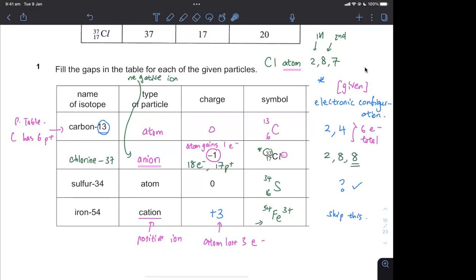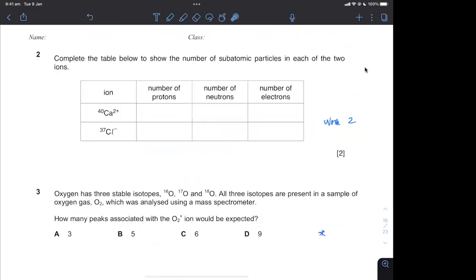I said skip this because you don't do electronic configuration of iron, but you do electronic configuration of the sulfur atom. Sulfur is in the third shell. So it's 2, 8, and then it's in group 6 in the third shell. Okay. You fill in this yourself. This is the same as work 2.